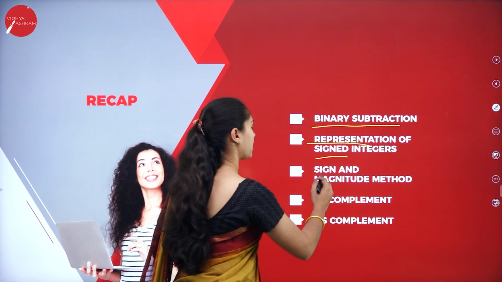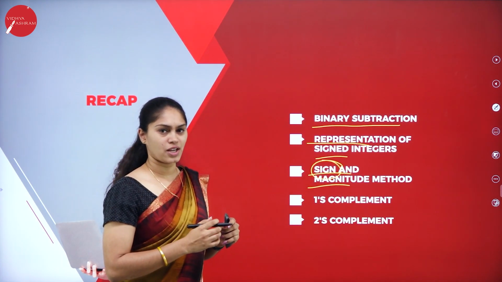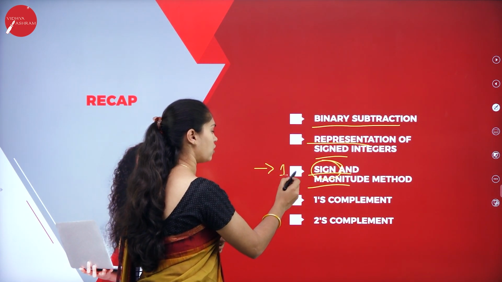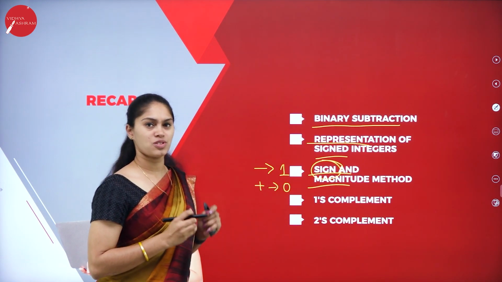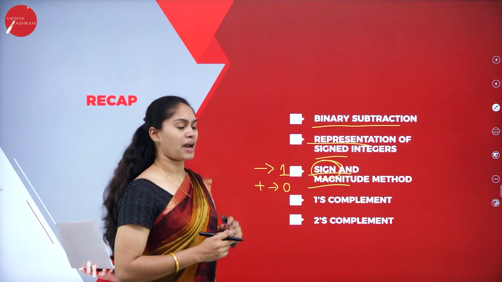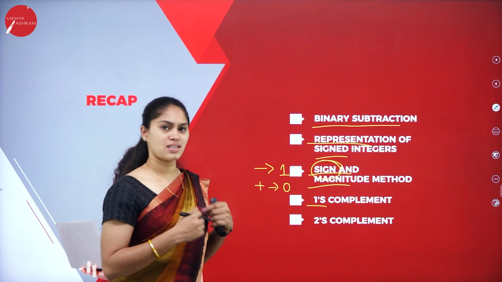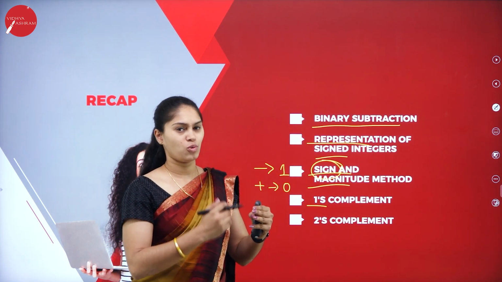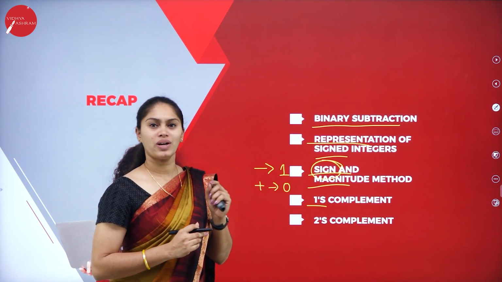In the sign and magnitude method, the first bit is used to represent the sign. If we have a minus sign, we take the value 1, and if it is plus, we take 0. That is the sign and magnitude method. In the 1's complement, whatever binary value is given, we convert all zeros into ones and all ones into zeros. That gives us the 1's complement.